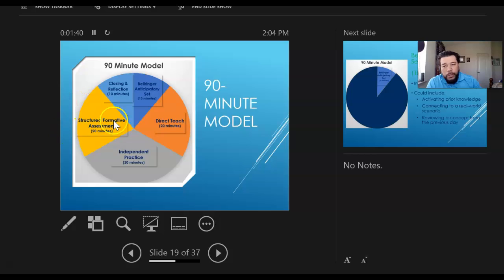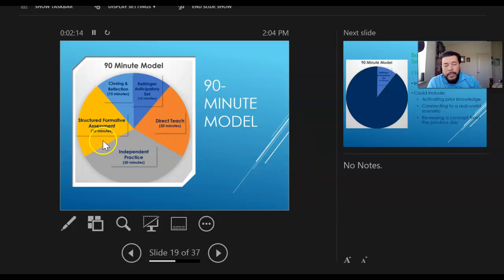And then you want to have some sort of structured formative assessment. So coming back and checking to see whether or not they obtained what they needed to obtain for that day, in the form of a quiz or an open-ended response or something along those lines. And then a 10-minute reflection or closing. So that could be an opportunity to get the kids back together, speaking to them live, and kind of closing out the day, reviewing the day.